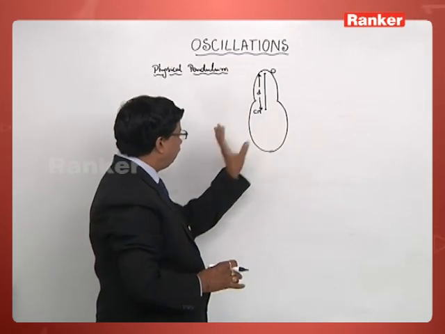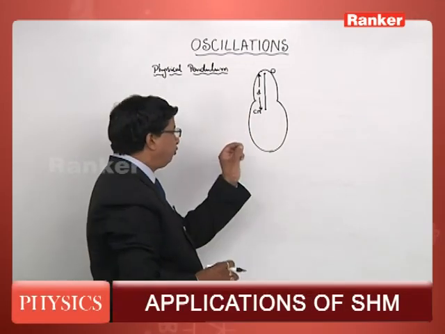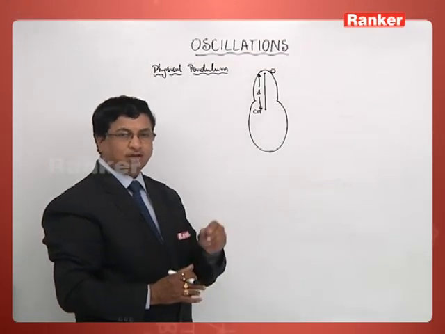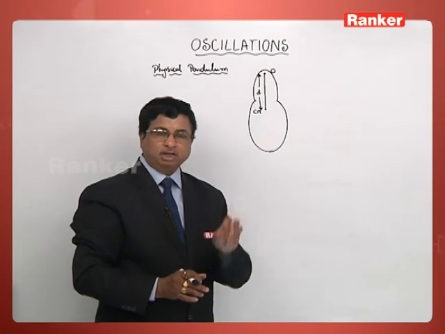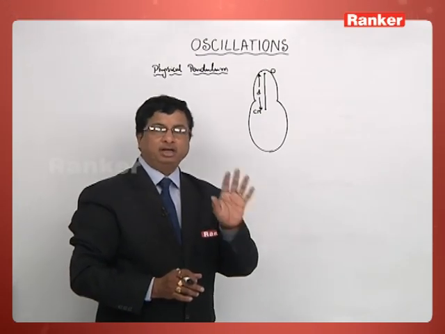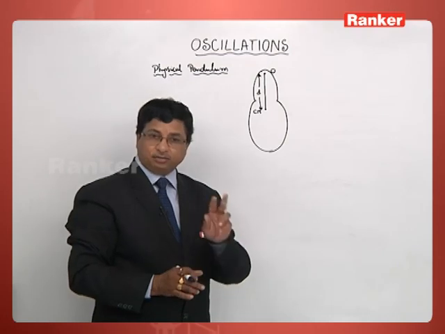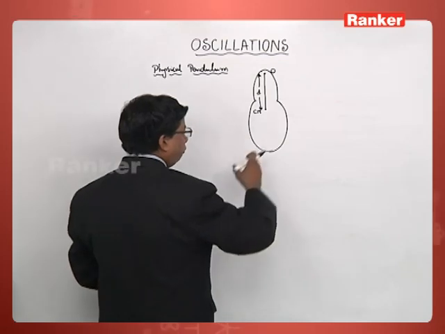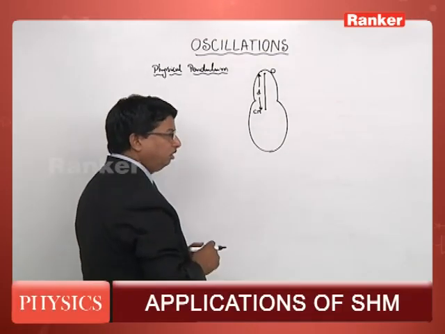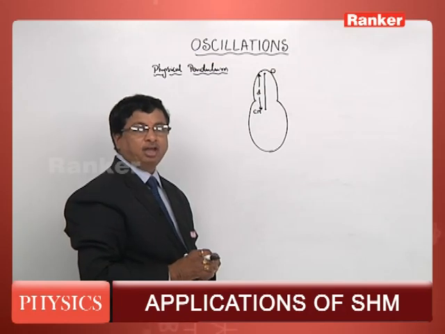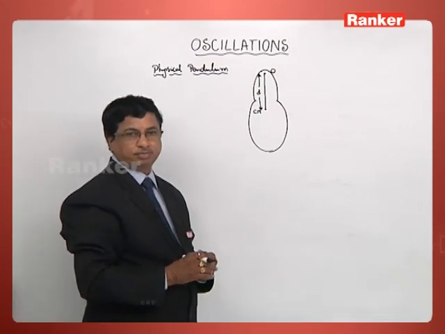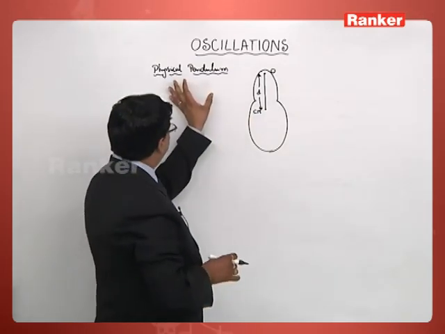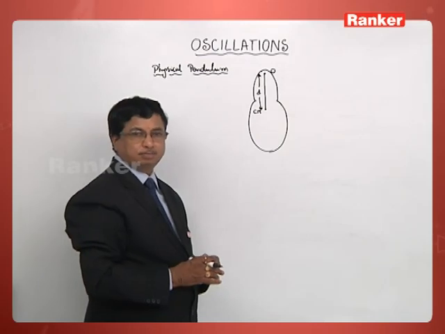Now, in this particular example, how can we show that this is a simple harmonic oscillation? How can we identify that? And secondly, what is its time period of oscillation? What would be its frequency of oscillation? Likewise, what would be its angular frequency? These are the formulae one has to remember as far as the physical pendulum is concerned.